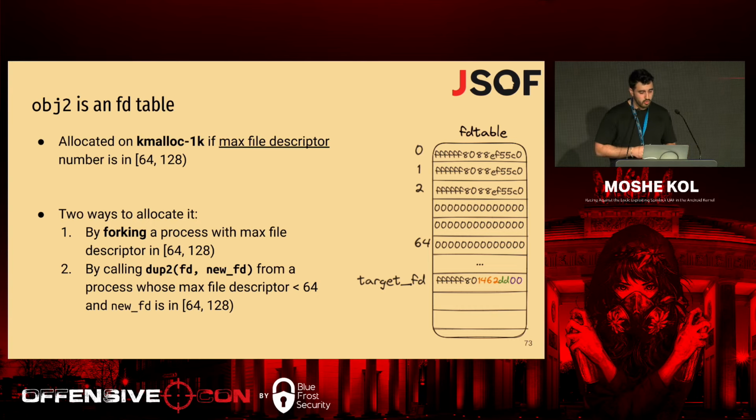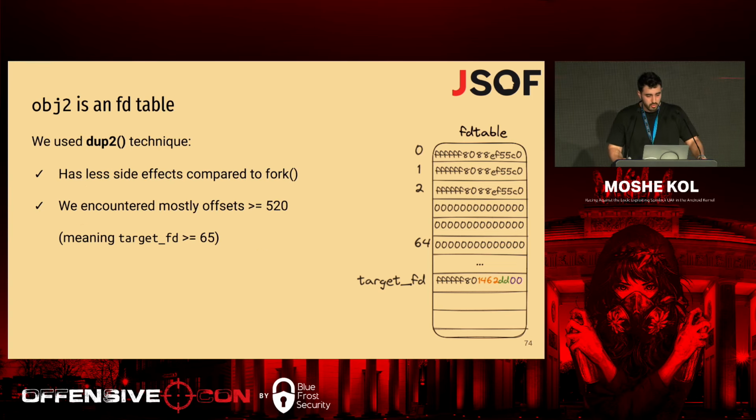To allocate such an object in kmalloc-1k, there are two ways to do this. The first way is by forking from a process that has a maximum file descriptor between 64 and 128. In this case, a new file descriptor table in kmalloc-1k will be allocated for the child. The second way is by using the dup2 system call, which duplicates an FD to another FD number that you choose. If we invoke it from a process that has a maximum file descriptor less than 64, and the new file descriptor is between 64 and 128, then the file descriptor table will be expanded for this process and will be allocated in kmalloc-1k also.